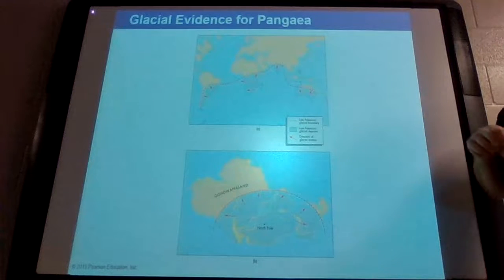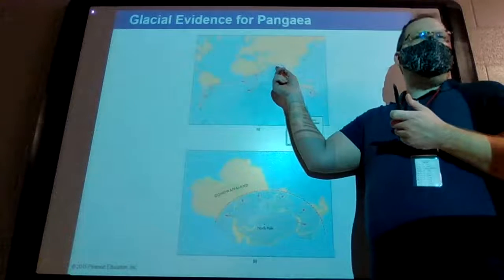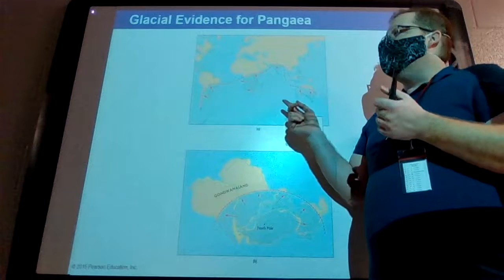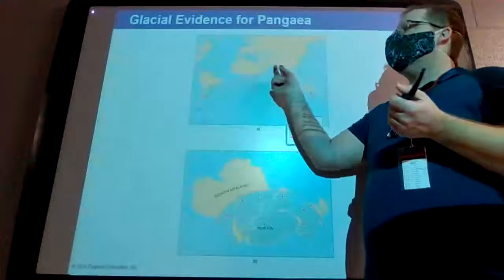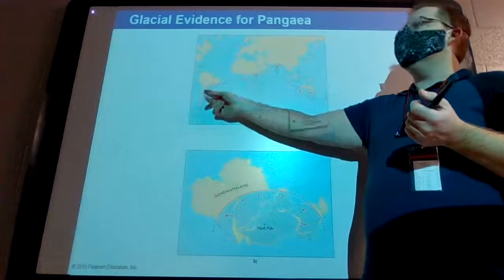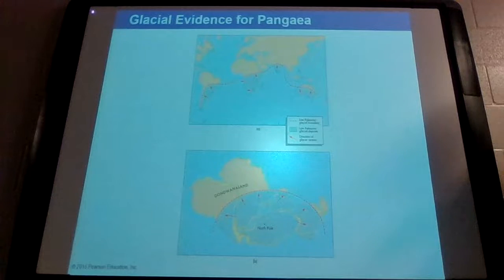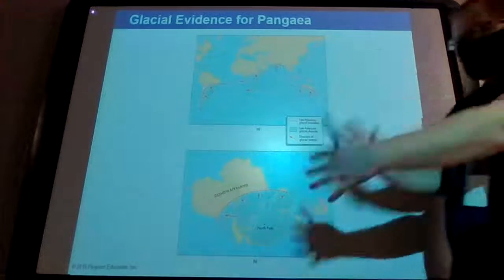Same thing with glaciers. India shouldn't have any glaciers at all. The vast majority of Africa shouldn't have any glaciers at all. But we see glacial evidence all along here in areas that couldn't support glaciers today, no matter how bad the weather got. So how do we explain the glaciers? Well, you move all the continents.